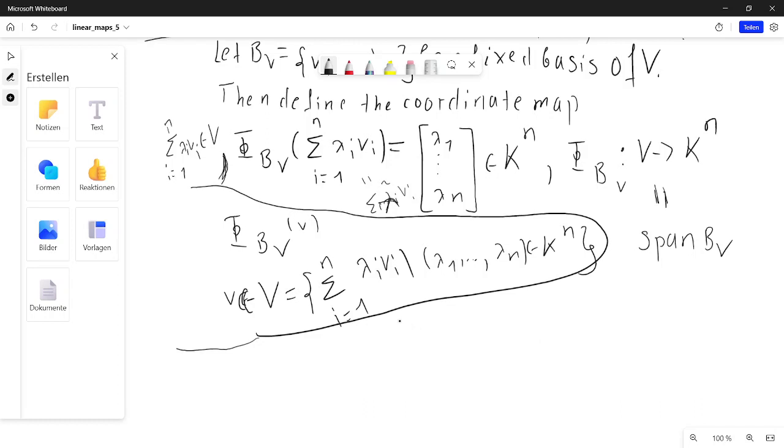Claim. Basically, we have discussed that almost or already completely. This thing is an isomorphism of vector spaces, of course.